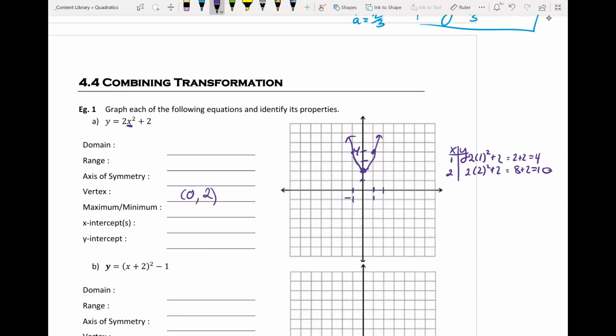So your domain is the same for all parabolas, negative infinity to positive infinity. Your range in this case is 2 to infinity, and we can touch that 2 because that is our lowest y point. Your axis of symmetry is the x value of your vertex, which is 0. Here we have a minimum. If you take a look at our vertex, this occurs at x equals 0. We don't have any x-intercepts. We will never cross the x-axis. And your y-intercept is at 2, because that's where we cross our y-axis.